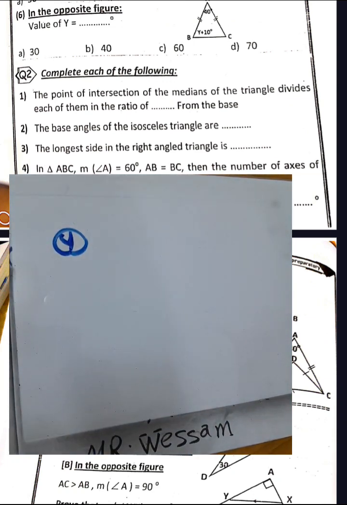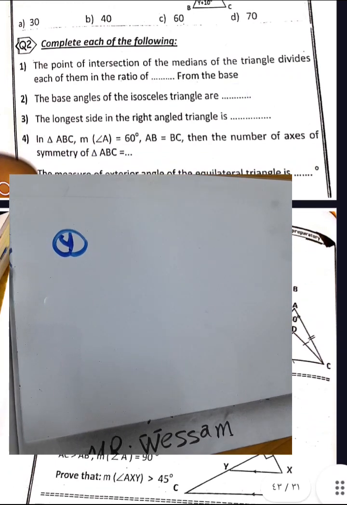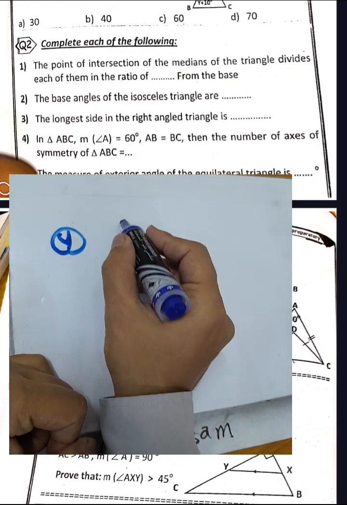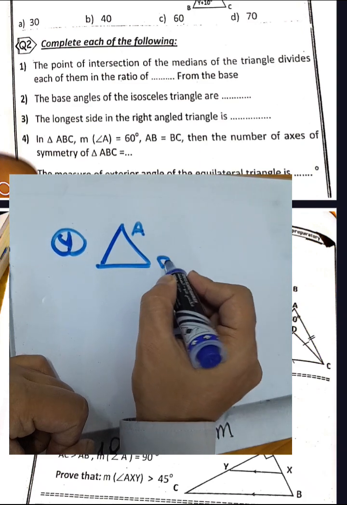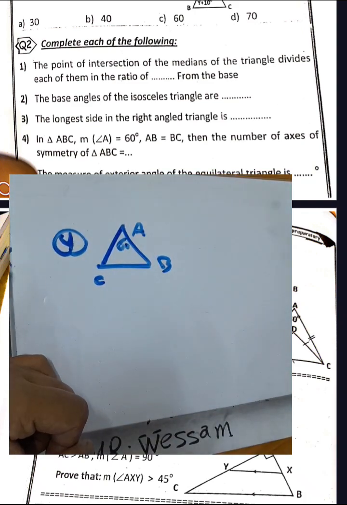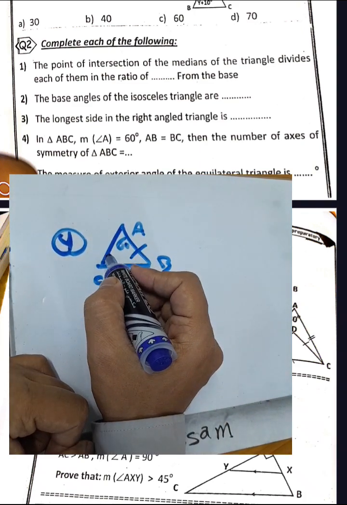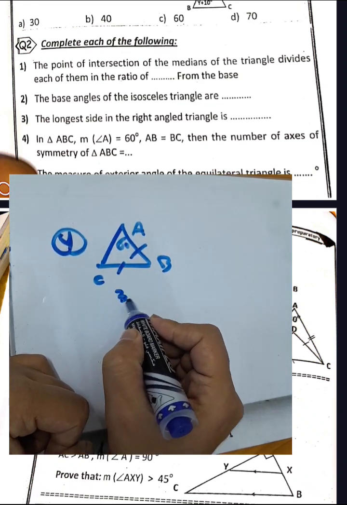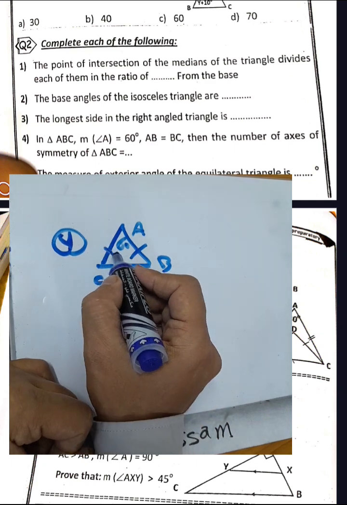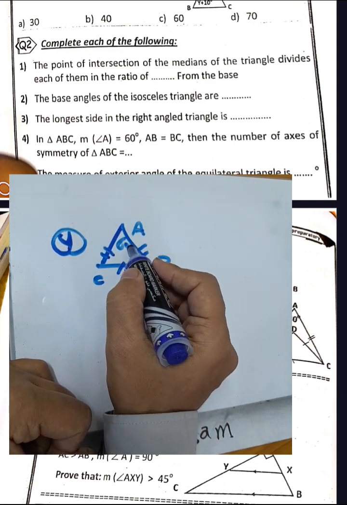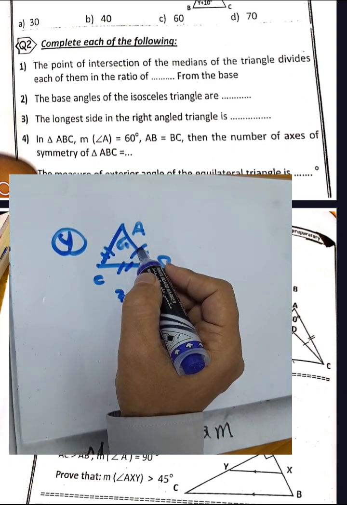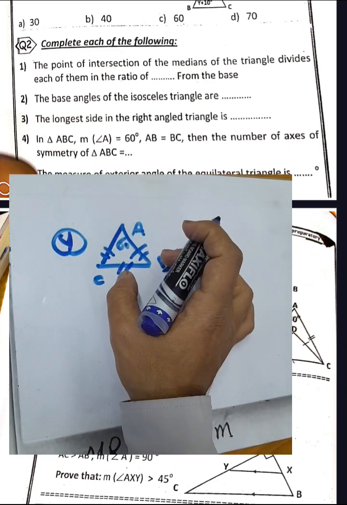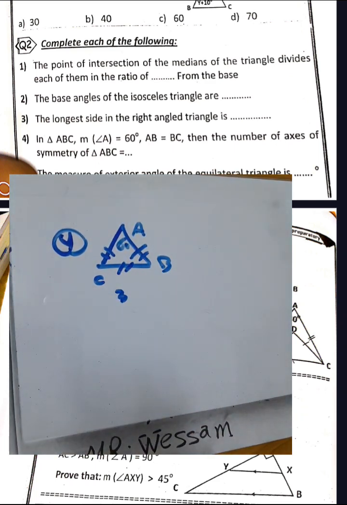Next question, number 4. In triangle ABC, the measure of angle A is 60 degrees, and AB equals BC. Then the number of axes of symmetry will be 3, because this triangle will be equilateral. Because if we have one angle equal to 60 degrees and this triangle is isosceles, then the triangle converts from an isosceles triangle to an equilateral triangle. Then we have 3 lines of symmetry.